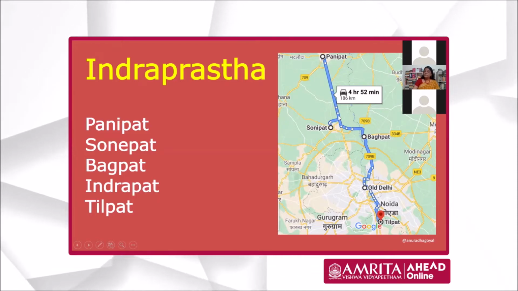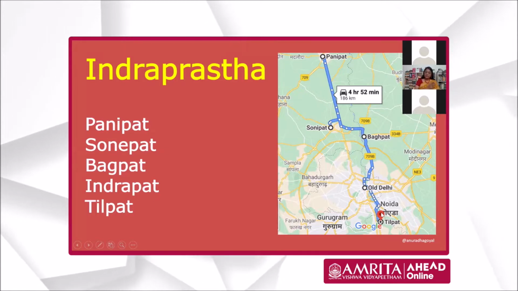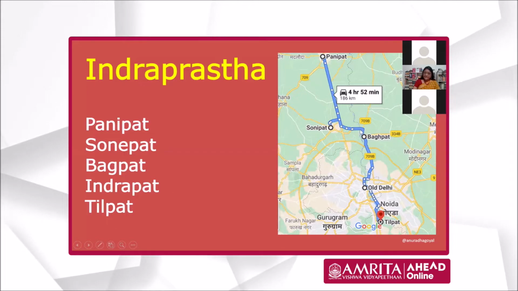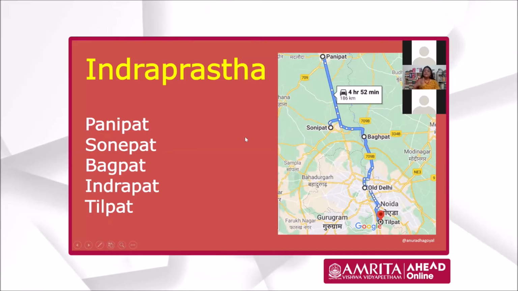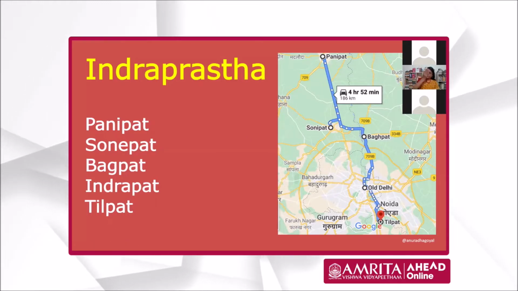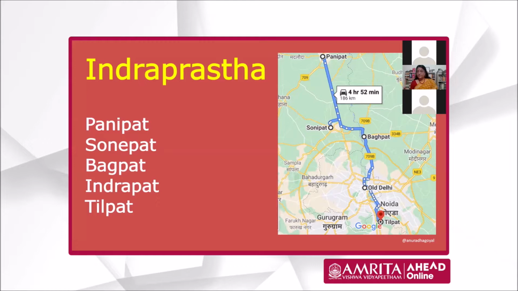Panipat, Sonipat, Indrapat, and Tilpat are on the left bank of Yamuna. If you can see this very small little dotted line, that is Yamuna. And Bagpat is on the right side of Yamuna. Which means when the Pandavas chose these five villages, they chose very, very strategically. They chose four on the left side of Yamuna and one on the right side to defend themselves, which is how an intelligent king would typically choose.